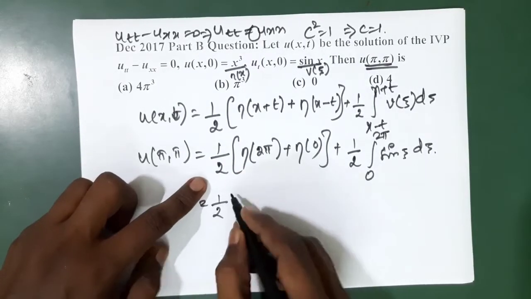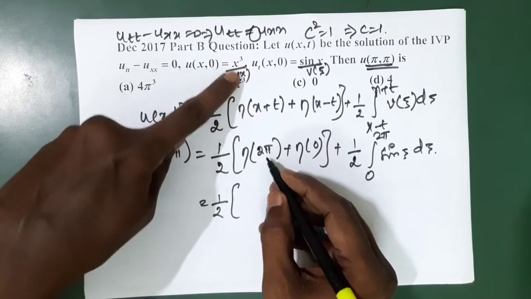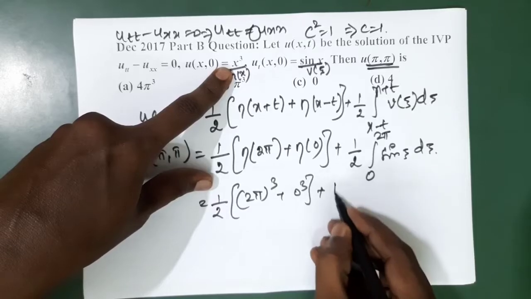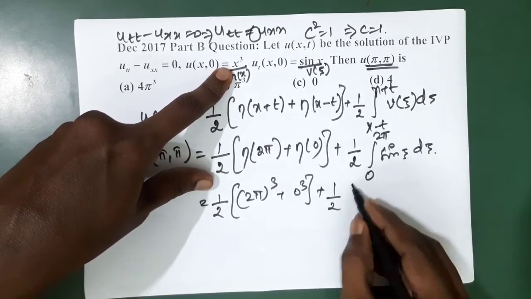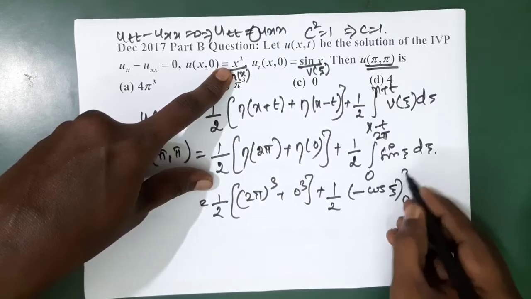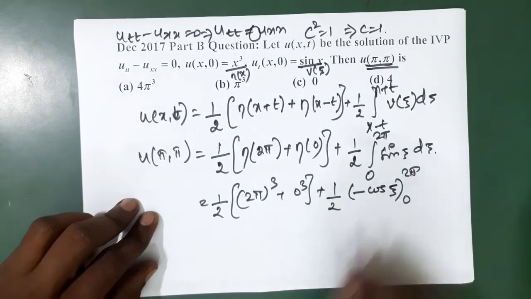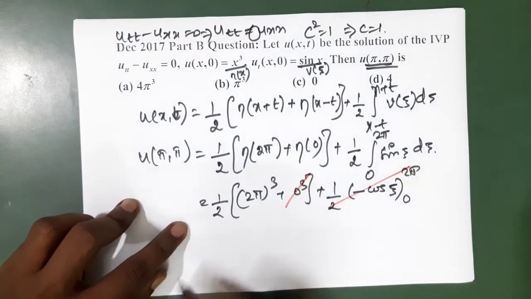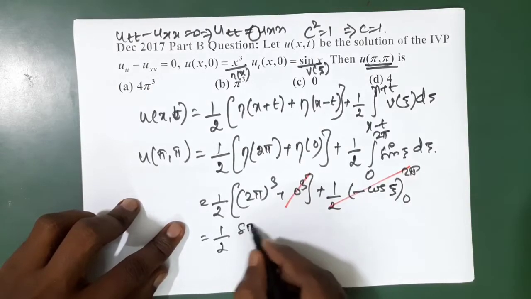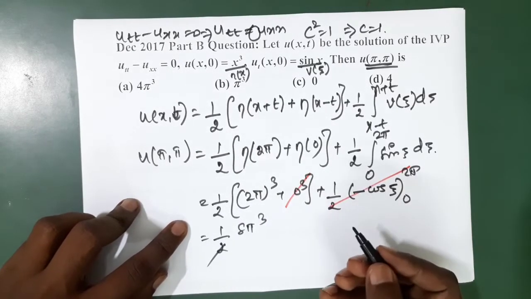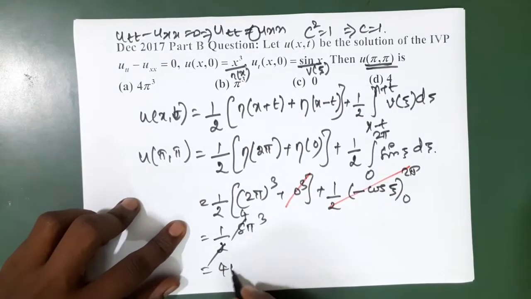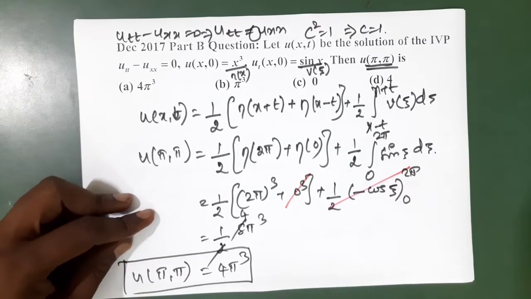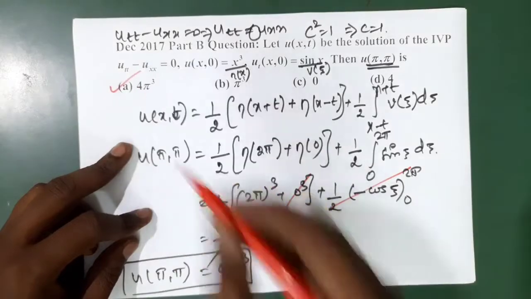Here 1 by 2, eta value is x cube. So 2 pi whole cube plus 0 cube, plus 1 by 2 integration of sin, which is minus cos psi, from 0 to 2 pi. Cos 2 pi is 1, cos 0 is 1, 1 minus 1 is 0. So this term gets cancelled. So 1 by 2 into 8 pi cube, so 4 pi cube is the answer. So u at pi comma pi is equal to 4 pi cube. The answer is A.